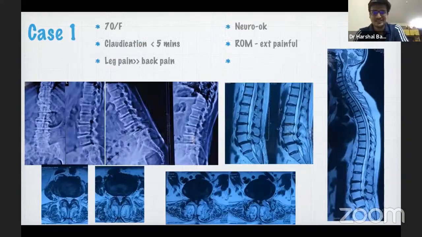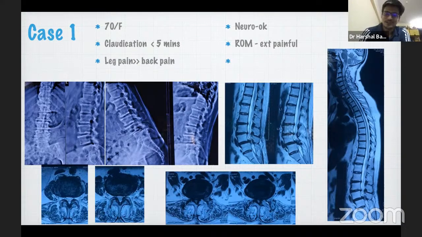Coming to the cases, Munjal will take up the first case. So this was a 70-year-old female. She came with significant neurogenic claudication of less than 5 minutes. Her leg symptoms were significantly more than back pain. Her neurology was intact, and in her range of motion, only extension was painful.